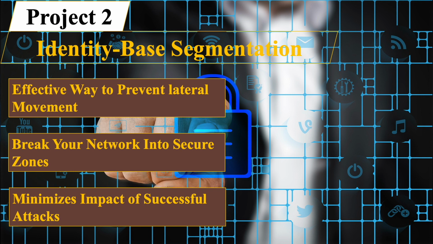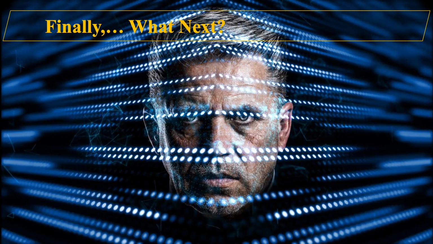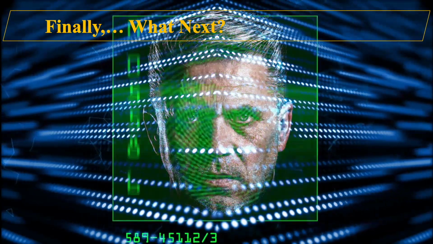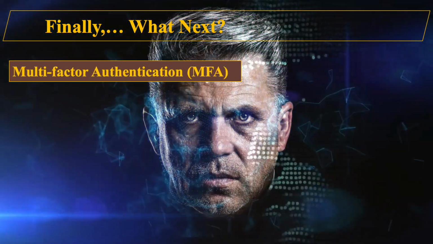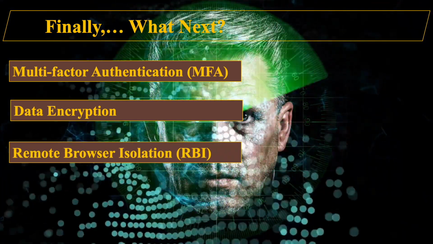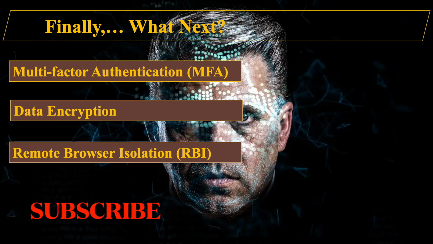Start your identity-based segmentation strategy with your crown jewel. By that, I mean a collection of most critical applications and systems in your environment. Monitor progress and then scale out to less critical applications and systems. Finally, after adopting ZTNA and identity-based segmentation by completing both projects we just discussed, you can move on and adopt other zero-trust strategies in your environment. Things like multi-factor authentication, data encryption in the cloud and in transit, as well as remote browser isolation, to name a few. This brings us to the end of the video on Zero Trust Security Strategy.